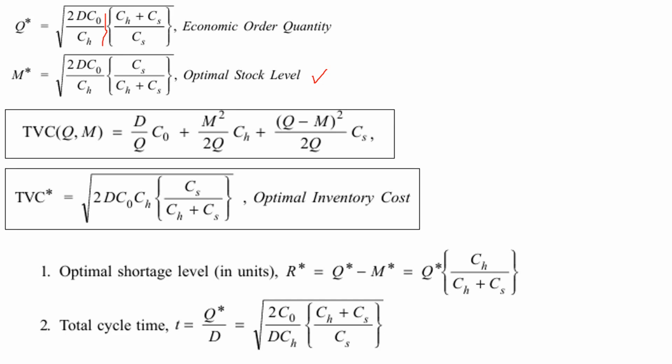And the remaining two formulas, these important formulas we have to remember. One is the optimal shortage level, that is R star, which will become Q star minus M star. So Q star minus M star gives Q star into CH divided by CH plus CS, and the total cycle time T equals Q star divided by D. So Q star divided by D gives the equation root of 2 C naught by D into CH plus CS divided by CS. You have to remember all these formulas to solve the problems, which we will discuss in the next session. Thank you.